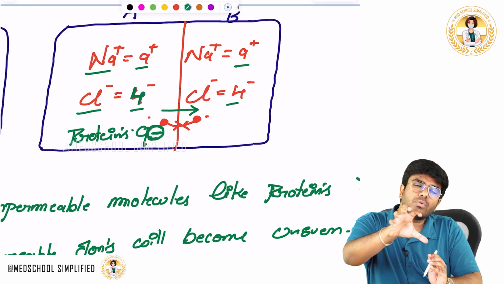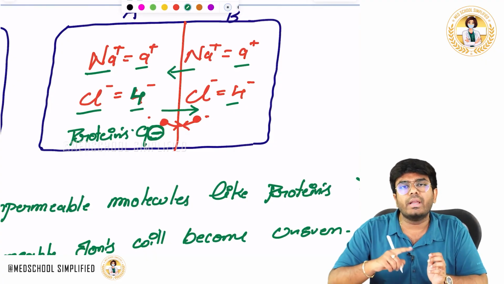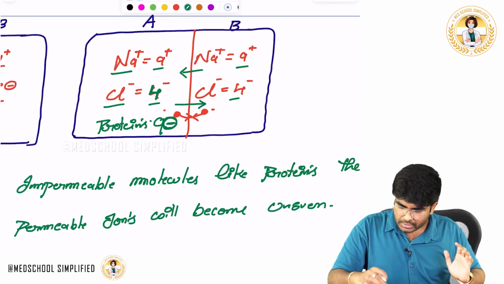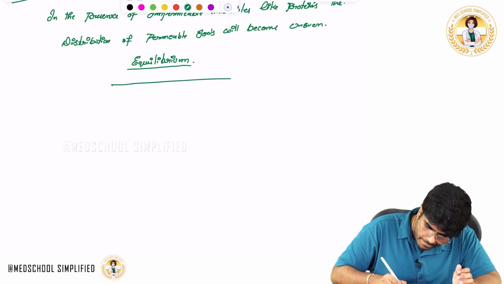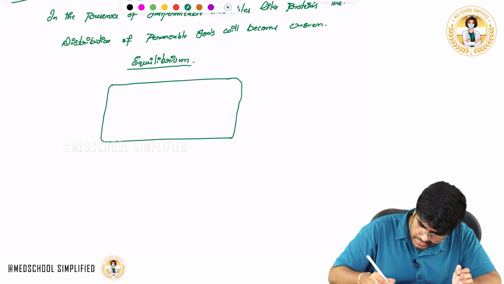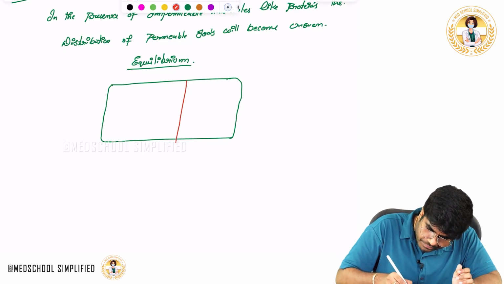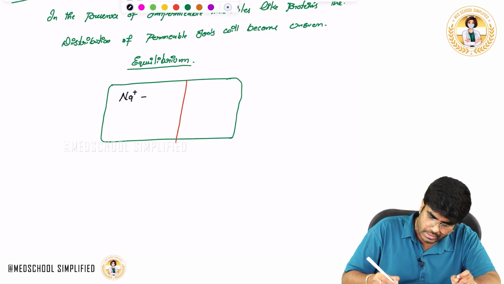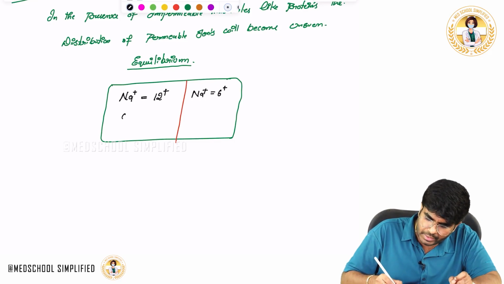The same negativity is going to attract the positive ions. So the sodium ions are going to be attracted and the chloride ions will be repelled, again to maintain the equilibrium. You have to maintain the equilibrium at the end of the day. So look here, compartment A and B. In compartment A, what happened to the number of sodium ions? Sodium ions were initially 9, now it becomes 12. In compartment B, it becomes 6.